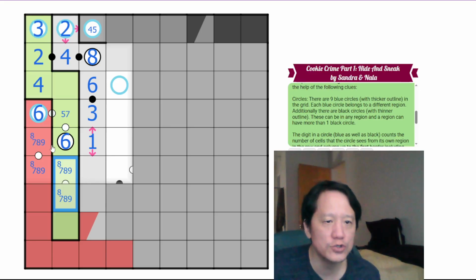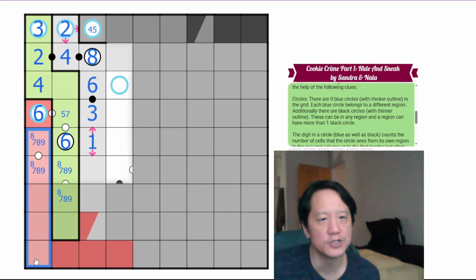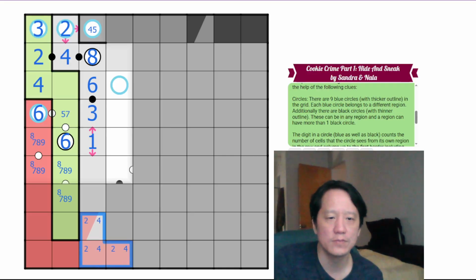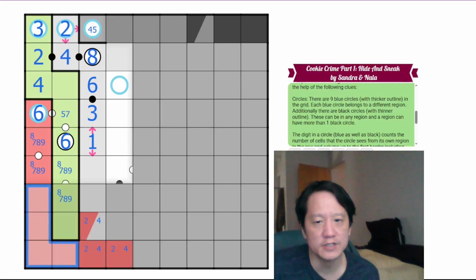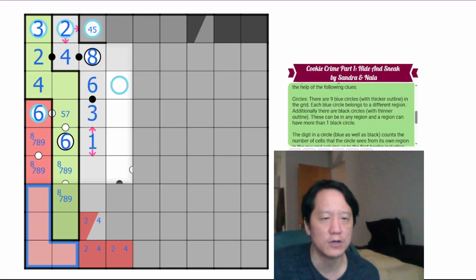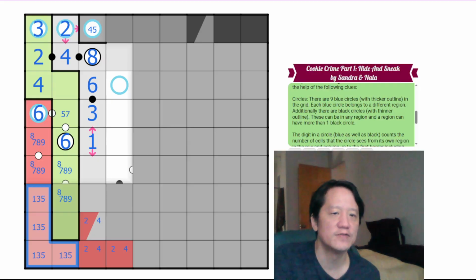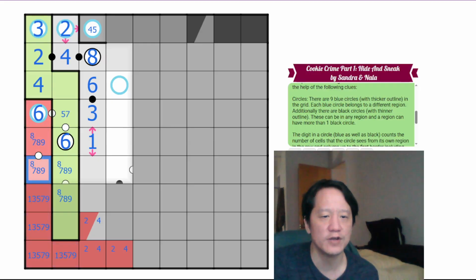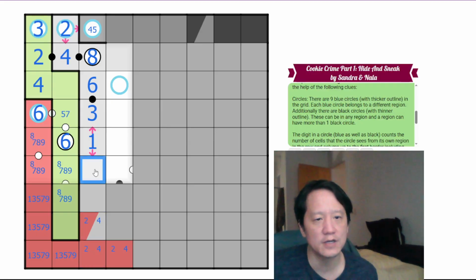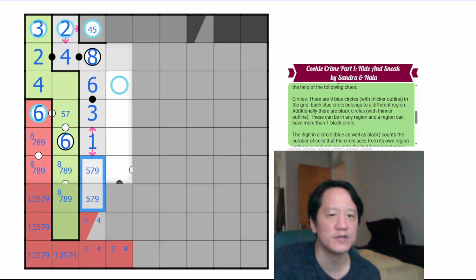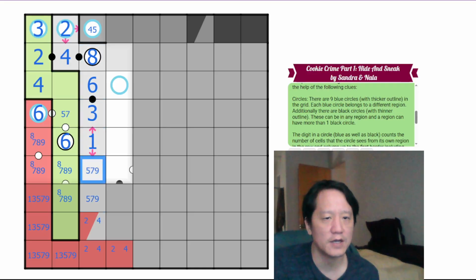We need 2 and 4 in the red region. It cannot be here or here. So one of these is 2 or 4. So that means the remaining digits in this red region are 1, 3, 5, 7, 9, because we already have 8 here, and the 2 or 4 has to be here. These are light. It has to be 5, 7, or 9. And this is either 2, 4, or it's 5, 7, 9. We're not sure which. This is definitely 2 or 4 here.